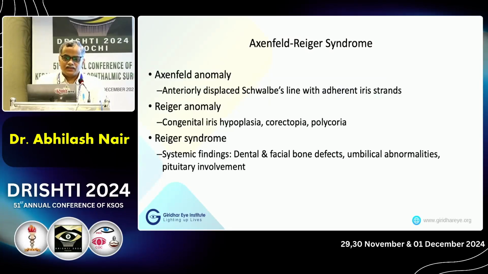Coming to Axenfeld-Rieger syndrome, Axenfeld anomaly is an anteriorly displaced, thickened Schwalbe's line. Sometimes they are displaced into the anterior chamber, they float into the anterior chamber, and there are always adherent iris strands pulling it downwards. Rieger's anomaly is a congenital iris hypoplasia. They may be associated with corectopia and polycoria, and if they are associated with systemic findings, you will get dental or facial bone defects, umbilical hernias, and pituitary involvement.